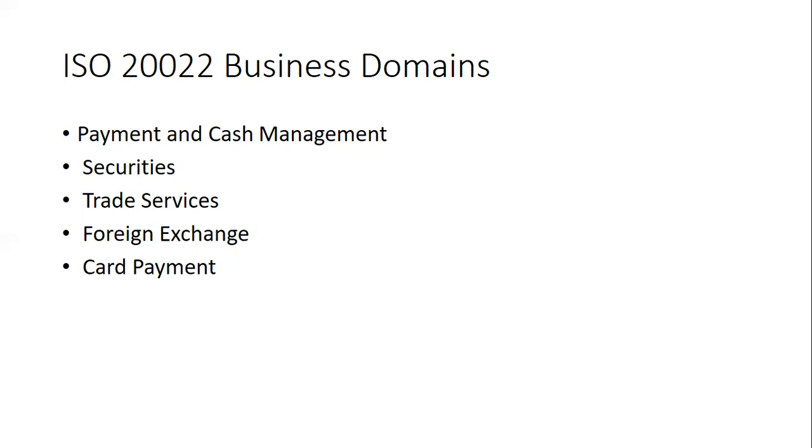Similarly with the cash management as well. If I have to compare it with your MT messages, then you have your MT940, MT950, you have the MT900, MT910, right? So those are the cash management messages, basically the reports which you get for the account statement. That is also a part of the cash management messages.